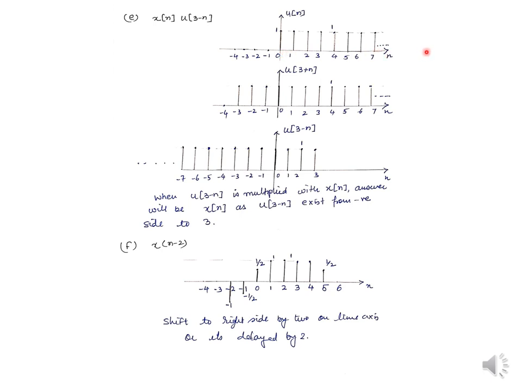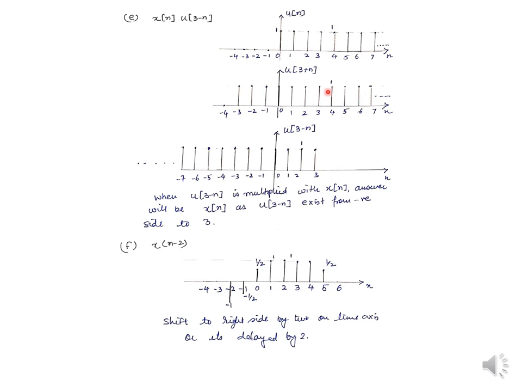So when you find u of 3 plus n, it means you have to shift the same signal by the value minus 3 on the negative side. So now the signal will start from minus 3 and go to infinite. There is no such thing as infinite minus 3. Infinite minus 3 is again infinite, because infinite is not a number which you can define.